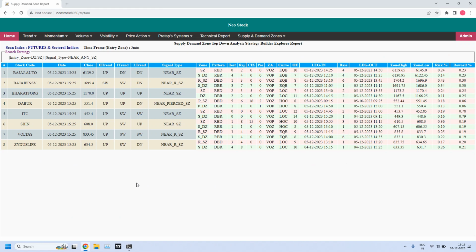So this is about the list of the stocks near demand and supply zones as generated by the NeoStock software.